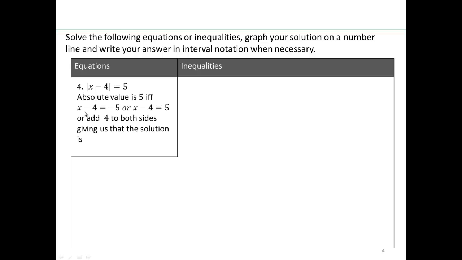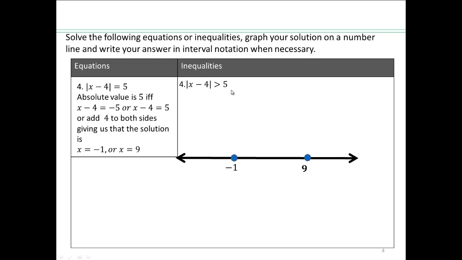We know that |x - 4| is 5 if and only if the distance is 5, if it sits right on 5 or -5, and then add 4 to both sides to give us solutions of -1 and 9. All right, so here's our -1 and 9, our solutions to this equation.